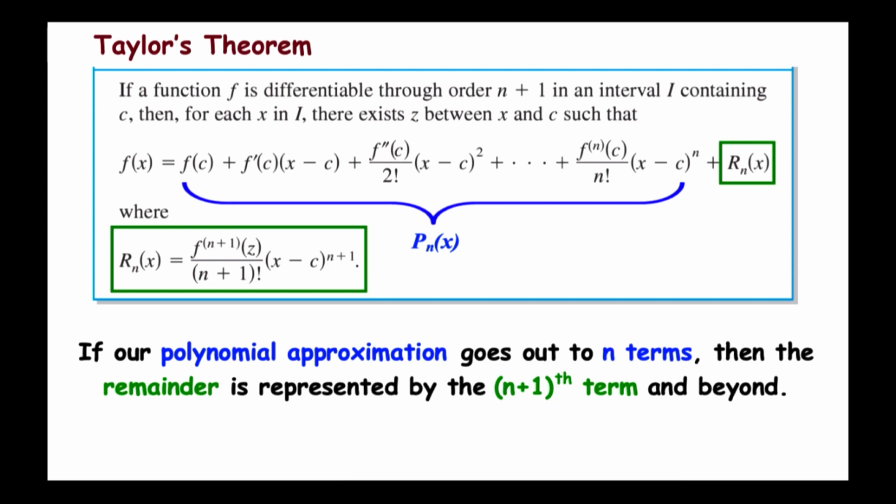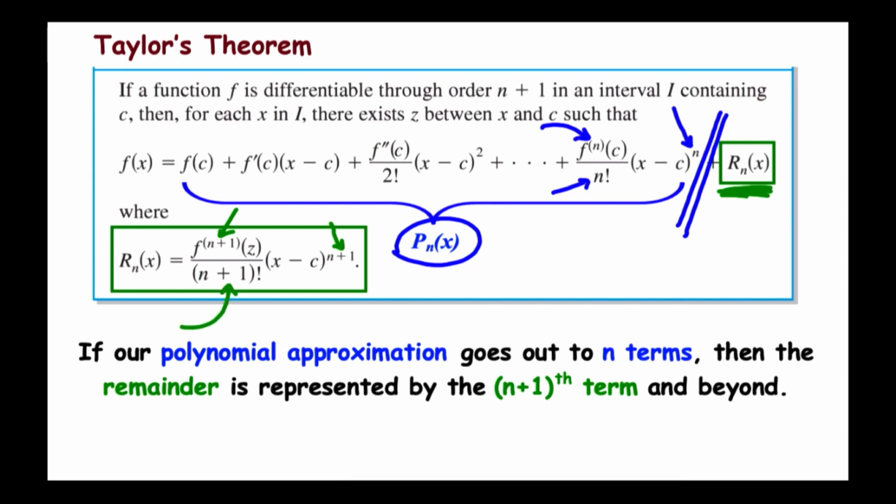All right, so in other words, if our polynomial approximation in blue here goes out to n terms, and after a while we get tired, we're like, we're done. We stop after we do the nth power, the nth derivative, nth factorial, then it makes sense that here in green, the thing that I left off, the very first term that I left off, would have n plus 1s in its exponent, in its derivative, and in its factorial.